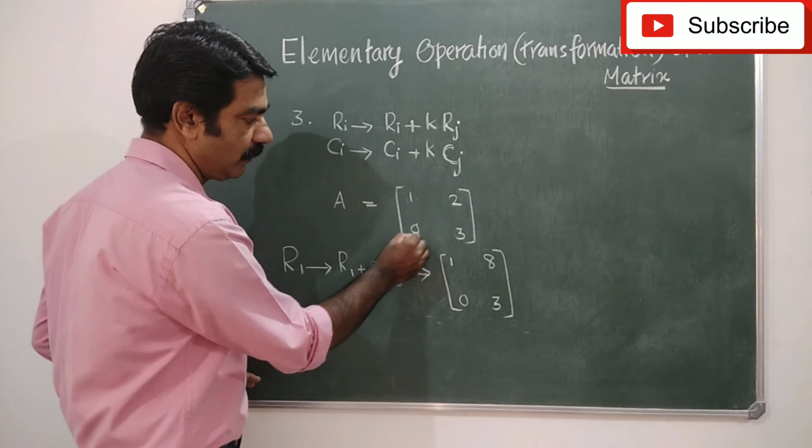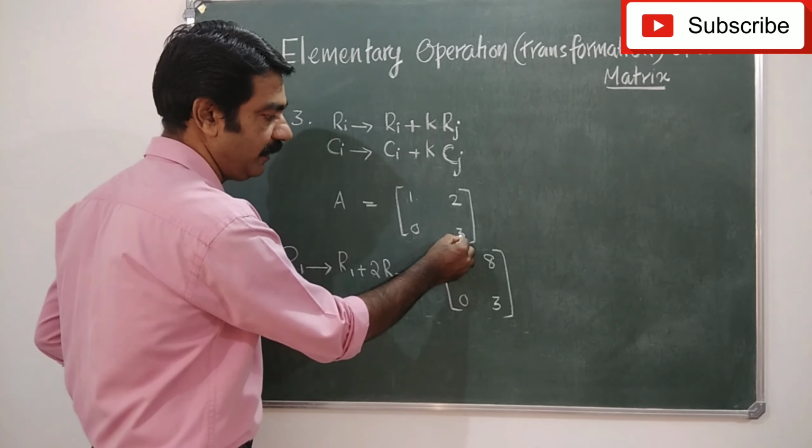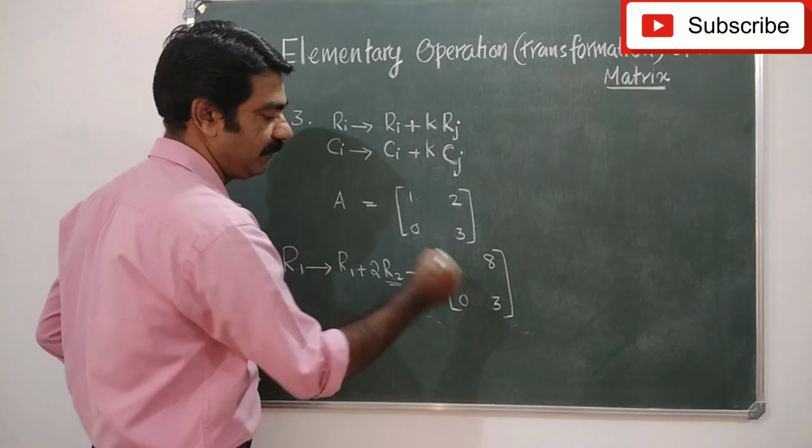2 into 0, 0 plus 1 is what? 1. 2 into 3, 6 plus 2 is what? 8. So this is the new matrix.